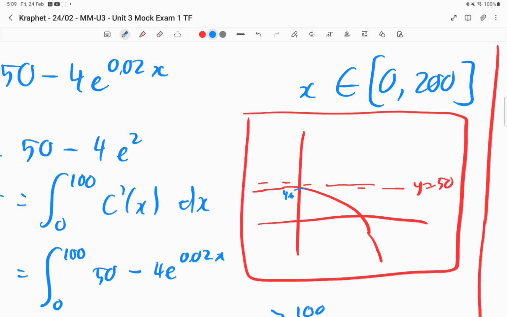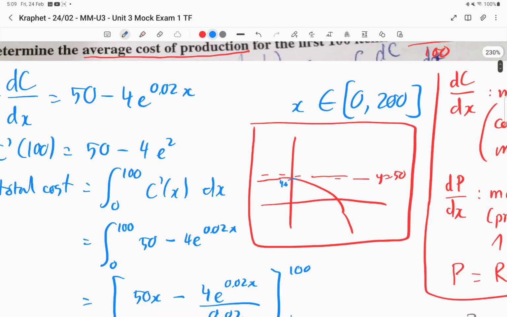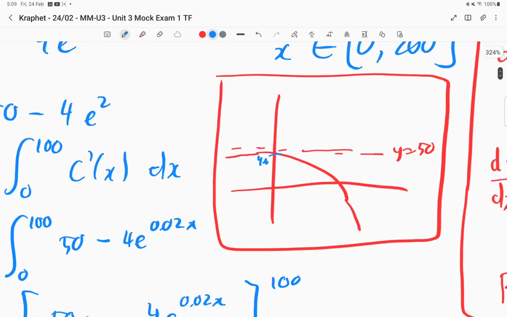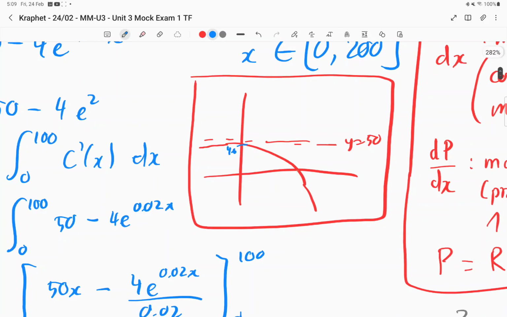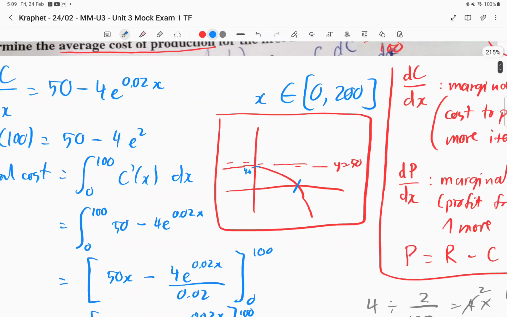Okay, so it's saying that when x equals 0, when you have 0 items, it costs $46. But then the more you try to produce, the cost lowers. And let's see, from 0 to 200, because if it's more than 200, it doesn't make sense. That's what they're saying. So for the first 200 items, it gets to that point, because I'm pretty sure if you were to calculate that value there, it should be about 200 something.